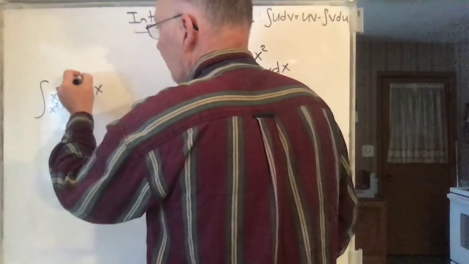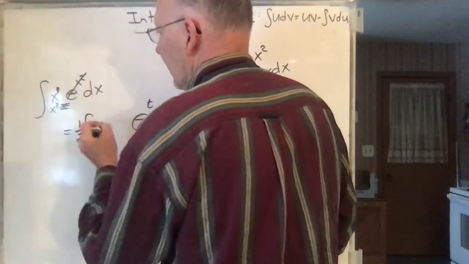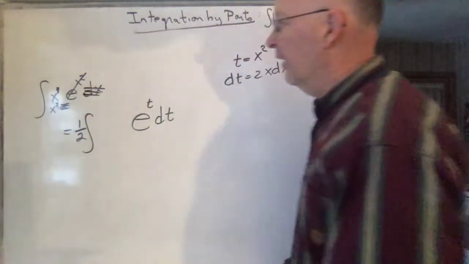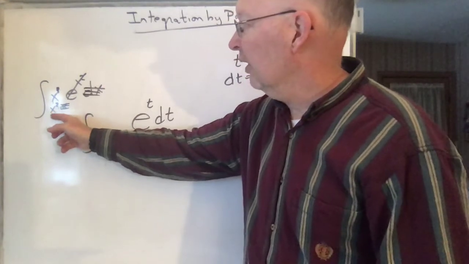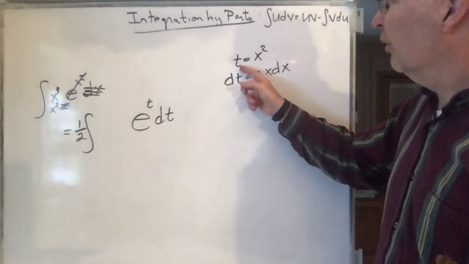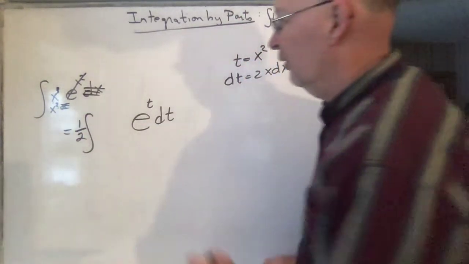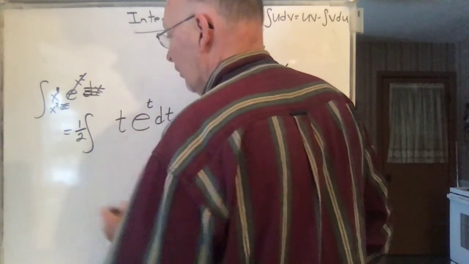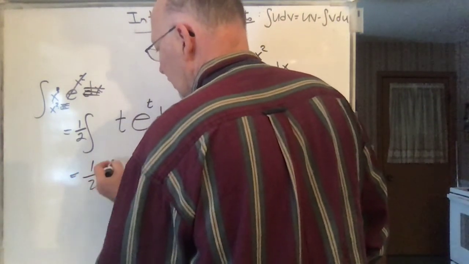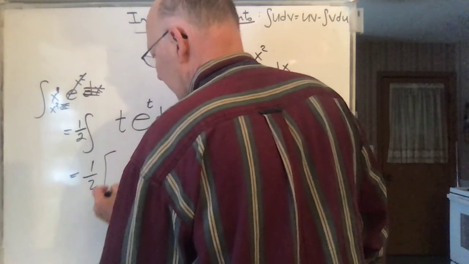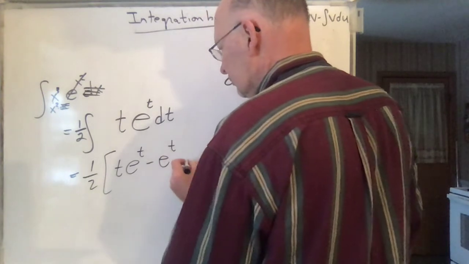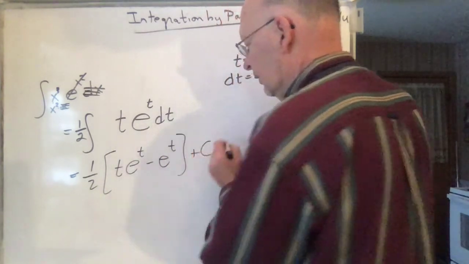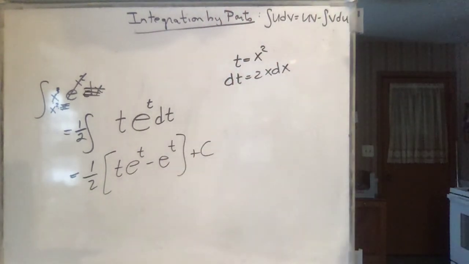So now I've taken care of this, and I've taken care of that x right there and the dx. I've got rid of all that. Now this will work as long as I can get the rest of it in terms of t, which I can. Notice that t is equal to x squared, so there I have that. And now it's just the problem that we've already done. What's the antiderivative of this thing? I think it was t e to the t minus e to the t, right? Plus c. There you go.